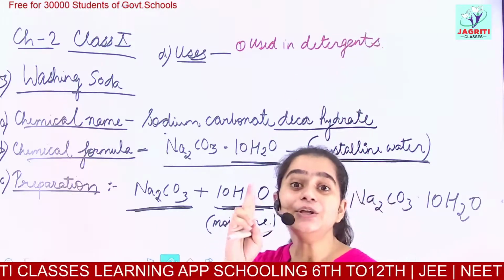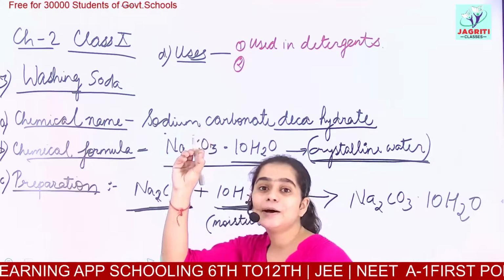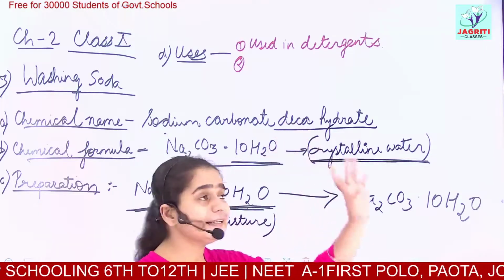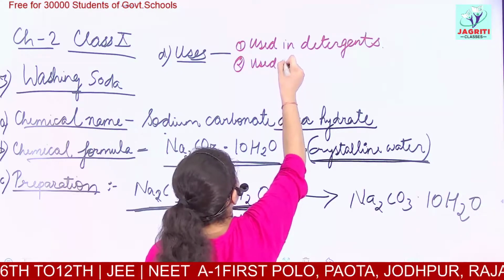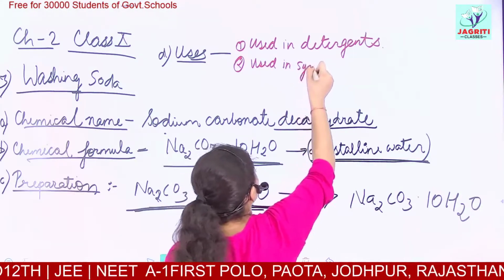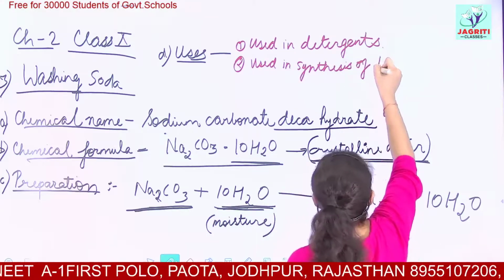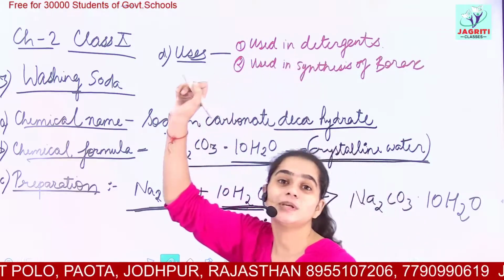Then the second use of washing soda is, it is used in the synthesis of borax. Borax is an important chemical reagent. So it is used in the synthesis of borax. You have to just remember the uses of every chemical compound which we are studying.